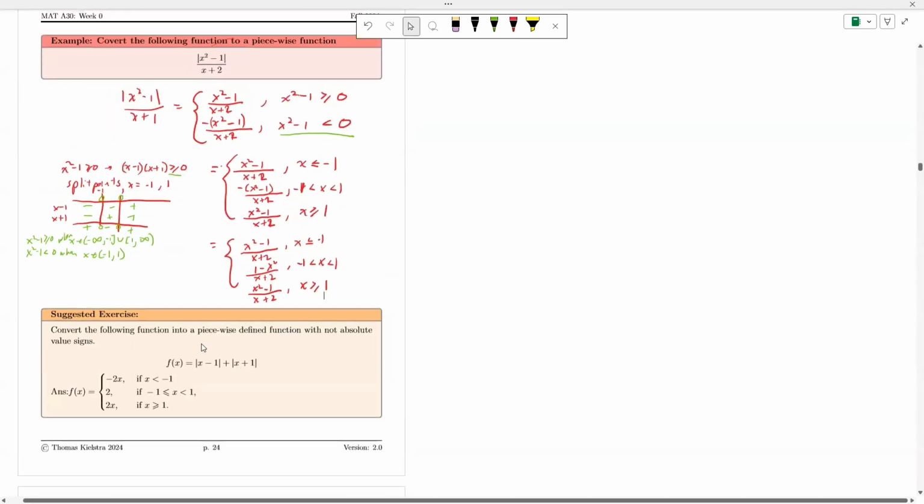I highly encourage you to practice the following question, to break it up into its pieces. Breaking the function up into the pieces will be a very, very useful skill to have, especially as we go on.